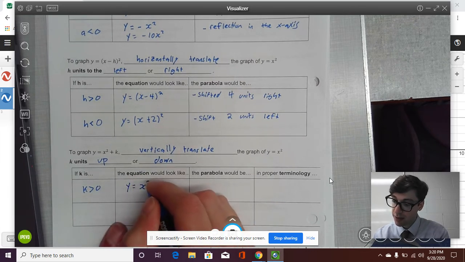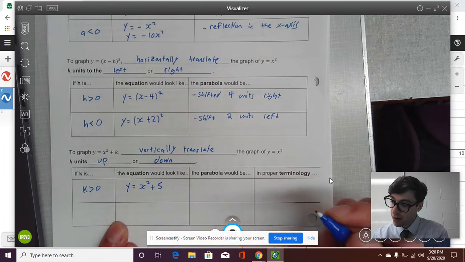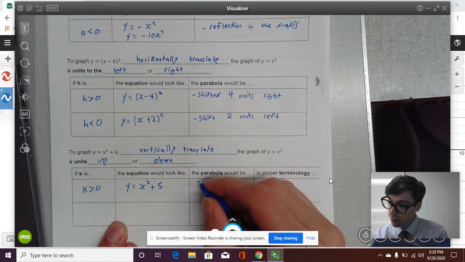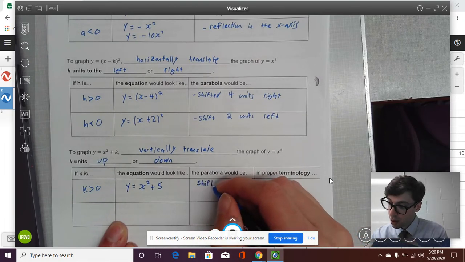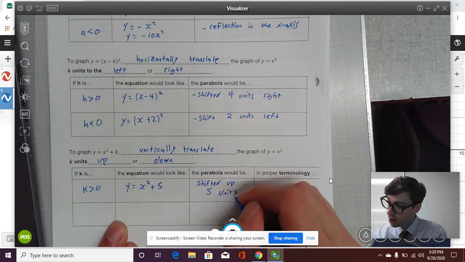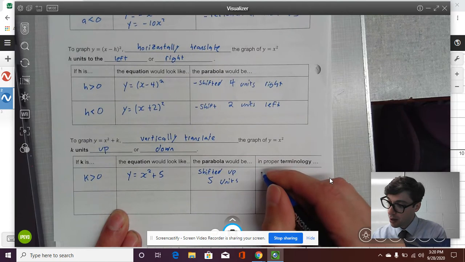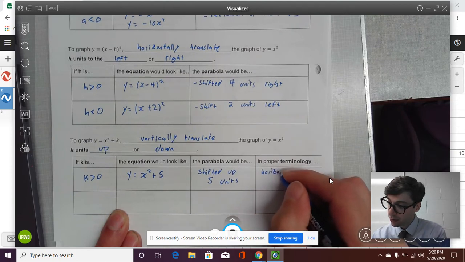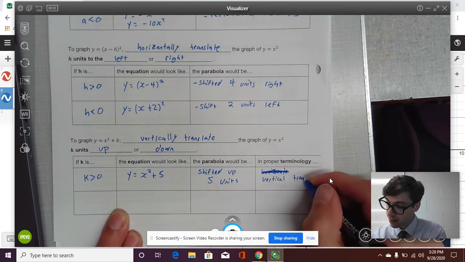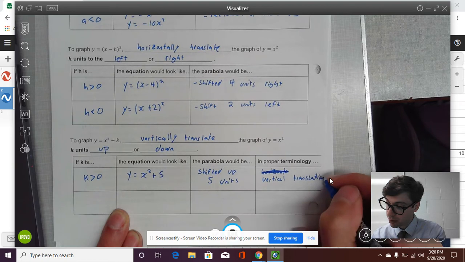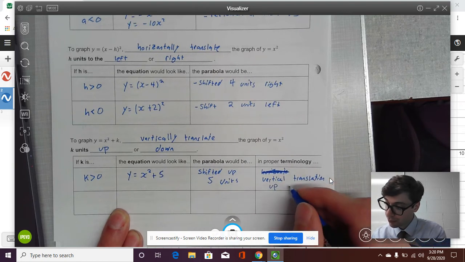Take the example x squared plus 5. The parabola would be shifted up, or moved up 5 units. We can call that a vertical translation. We can say vertical translation up 5. And we're going to practice this language on the next page. So, vertical translation up 5.